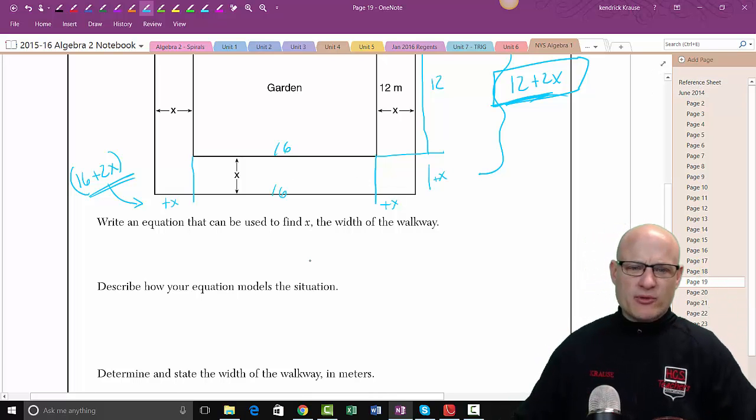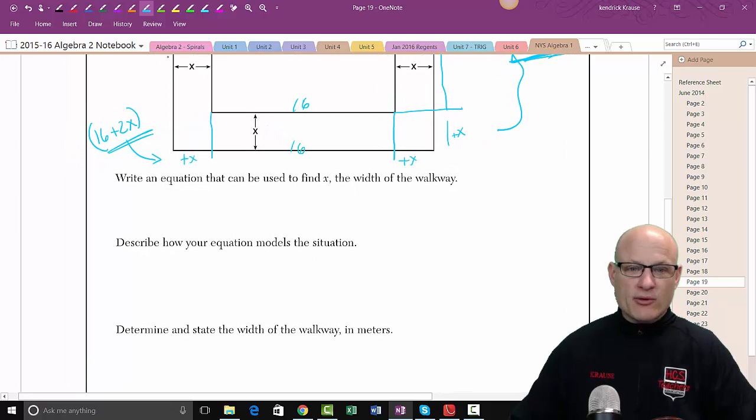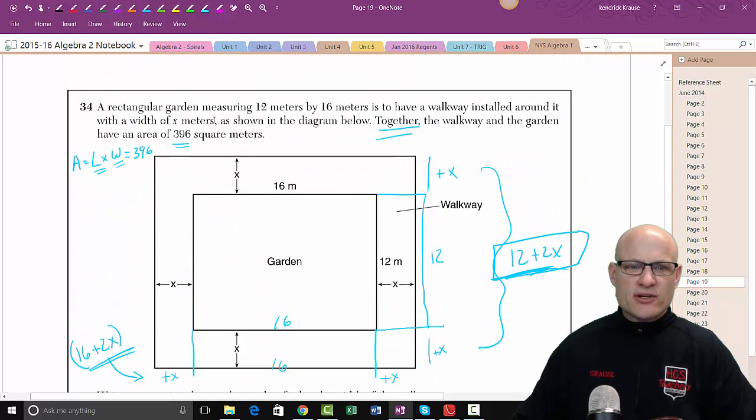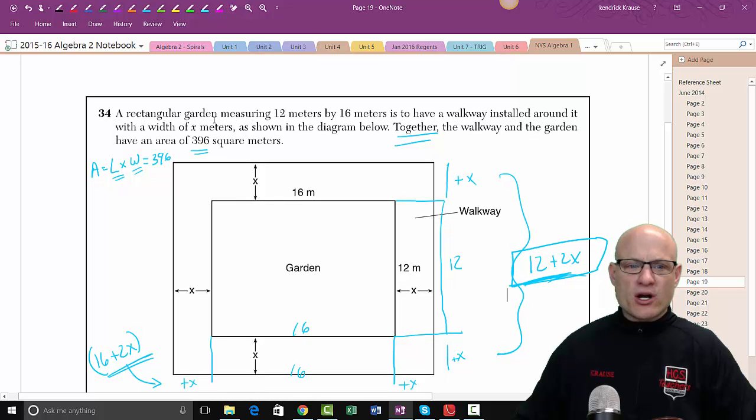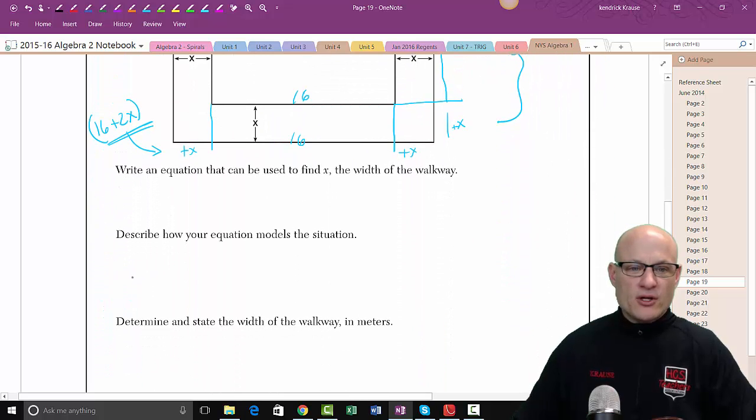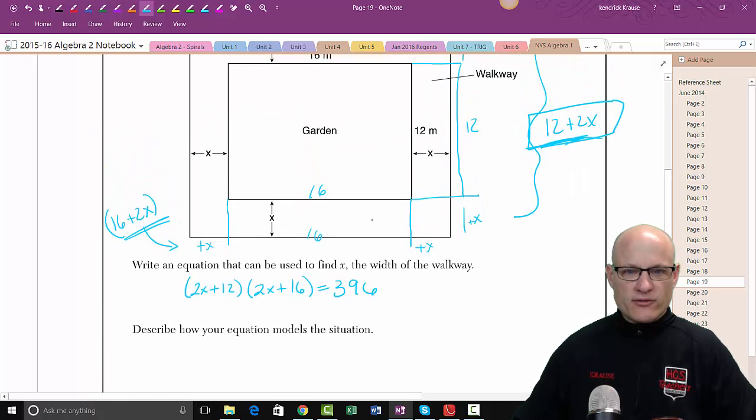So write an equation that can be used to find x. Okay, wait. It said together the walkway and garden will have an area of 396. Okay, so write an equation, no problem. 2x plus 12 times 2x plus 16 has to equal 396. And then it wouldn't be Common Core if they didn't ask, how do you know your equation models the situation? All right, so let's see if we can figure out how to answer that.